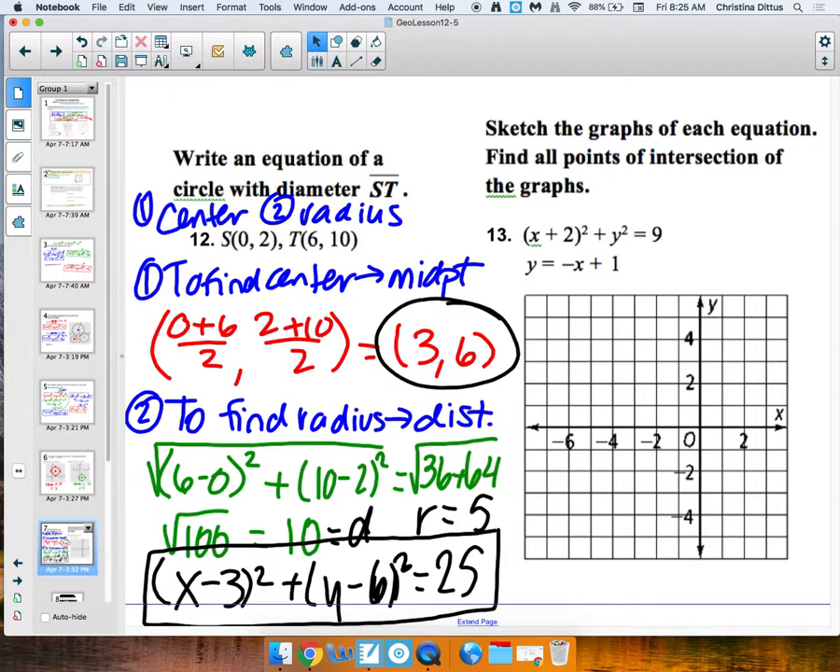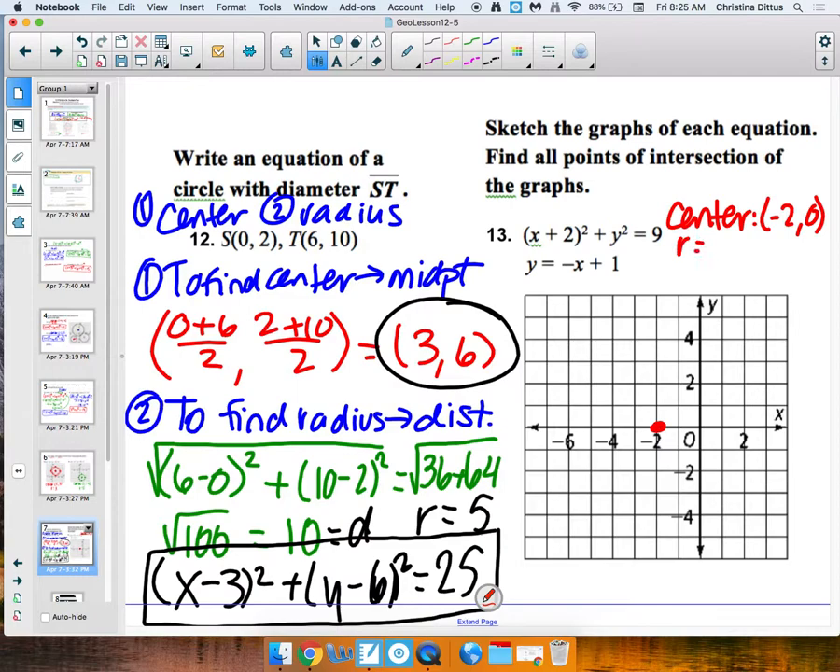We've got to graph a circle and a line and find our intersections. How do I graph the circle? We have the center and the radius. Find my center, find my radius. What's my center? -2, 0. What's my radius? 3.